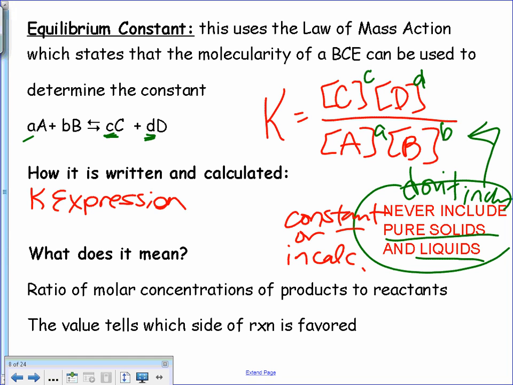So when I say the word molecularity, I'm referring to the coefficients here, and that's why we transpose them over here as exponents. Can I scroll down a little bit? Everybody with me? Okay.